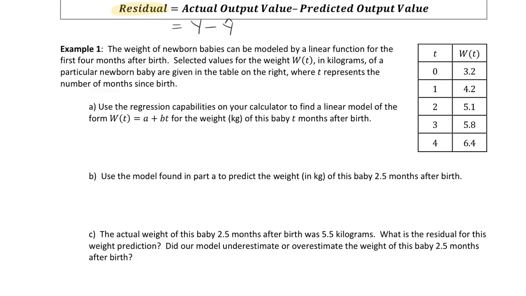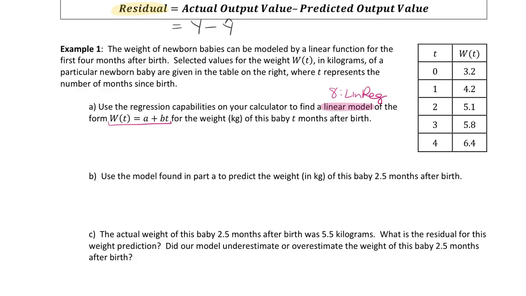Use the regression capabilities on your calculator to find a linear model. Let's highlight the words linear model of the form a plus bt. A plus bt is option 8 on your calculator screen. It's the linear regression that has a plus bt. It literally tells you what form it wants it in for the weight of this baby t months after birth.